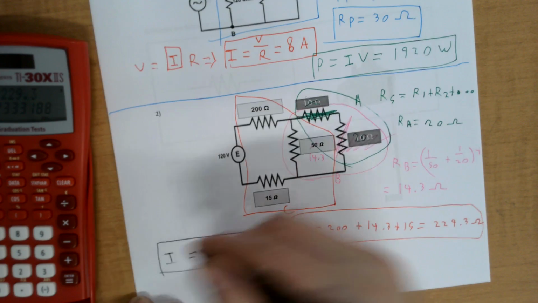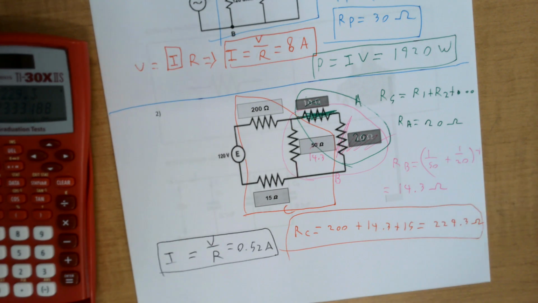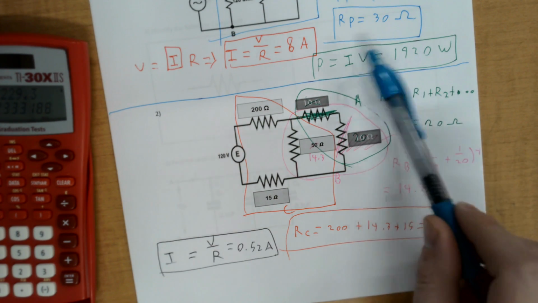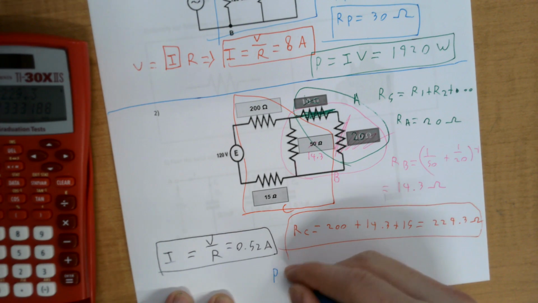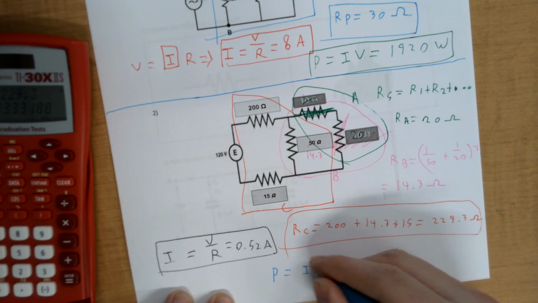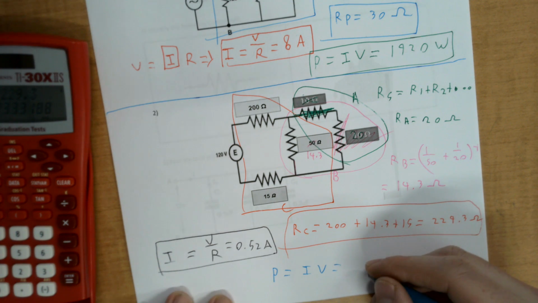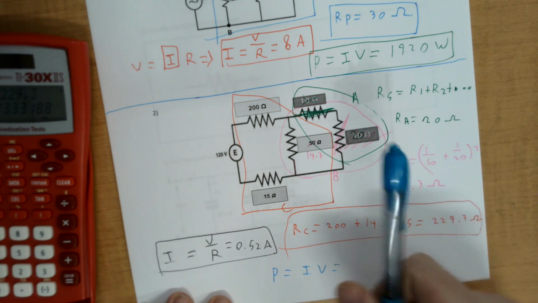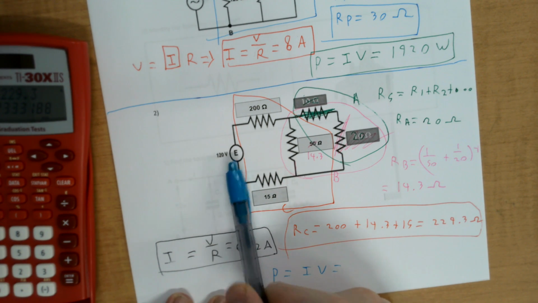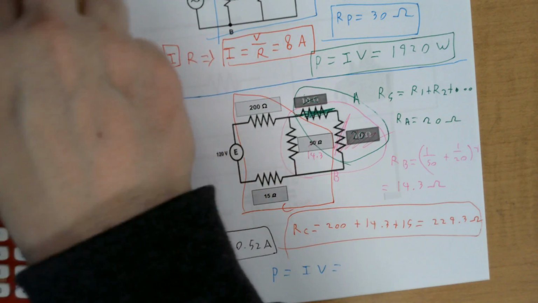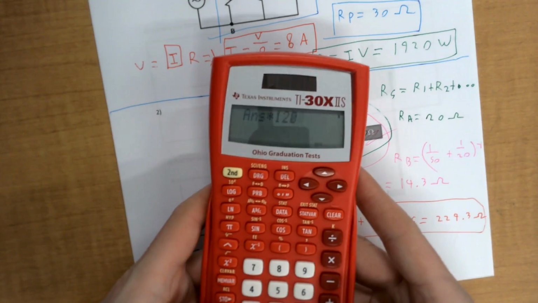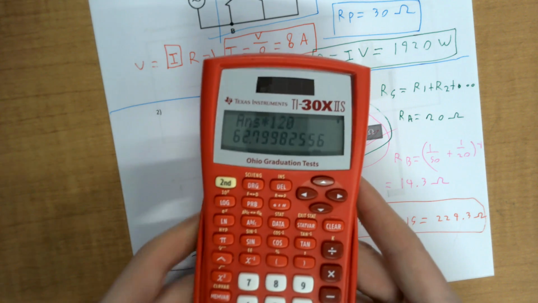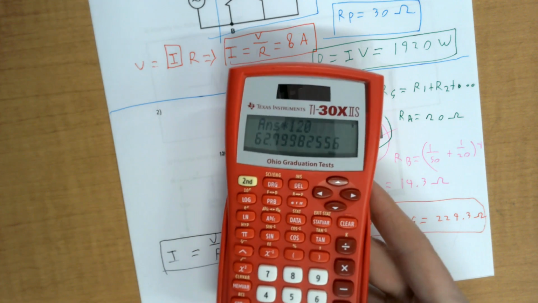Cool. Next, we want, again, power. Power, if we look back up here, is current times voltage, which is going to be the same thing as last time. You got 120 volts, you got the current of 0.52, and multiply those two, which is going to be roughly half of 120, so almost 60, but let's find out. Times 120. 62.7 or 62.8.